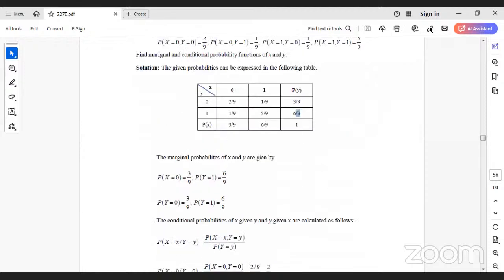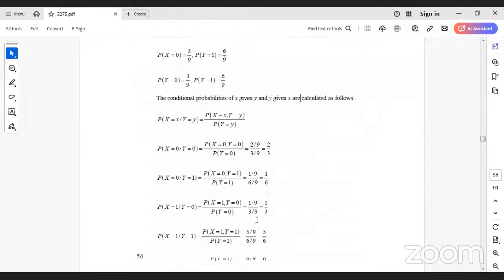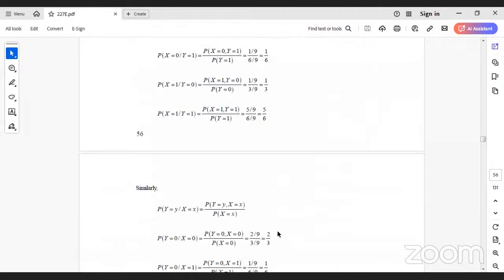First we are taking the x value, here the 1 by 9 and 3 by 9. Then 5 by 9 and 6 by 9. See here, 5 by 9 by 6 by 9, so that is 5 by 6. All the 4 values we get here.